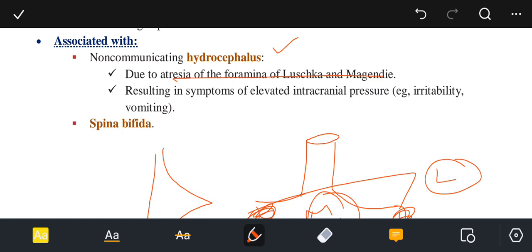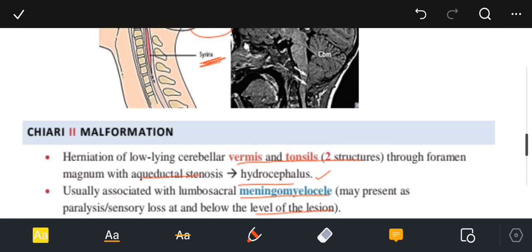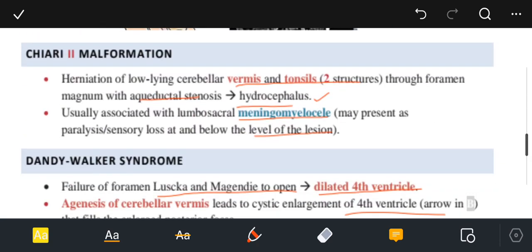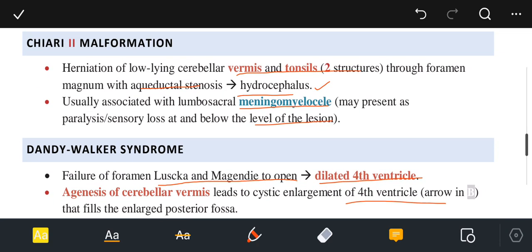It results in the symptoms of elevated intracranial pressure, that is irritability and vomiting, and it is also associated with spina bifida, right? So Dandy-Walker syndrome is also associated with some variants of spina bifida, but the high yield points which you should remember for the board exam is that Chiari 1 malformation is associated with Syringomyelia, and the Chiari 2 malformation is associated with the myelomeningocele and hydrocephalus.